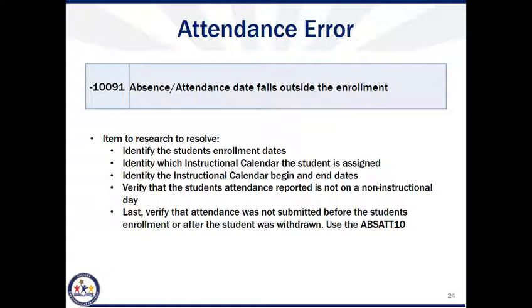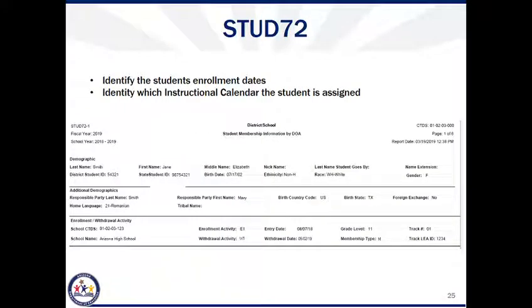If you're not seeing anything within that window, you want to make sure that you're pulling up the ABSATT10, and I'll talk about the ABSATT10 in just a minute. So we're going to pull up the STED 72 for this student and verify the enrollment dates that the student has enrolled within your school. The enrollment dates for this student are listed on the STED 72. We have the withdrawal date and the membership date here. So the entry date is E1, W1, 8/7 to 5/2, just so that we understand the window that we're looking for.